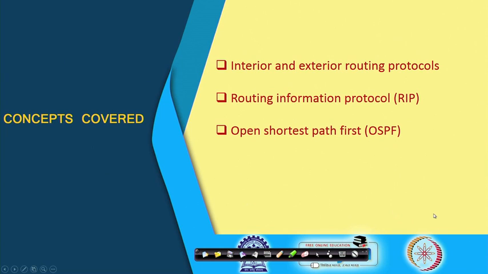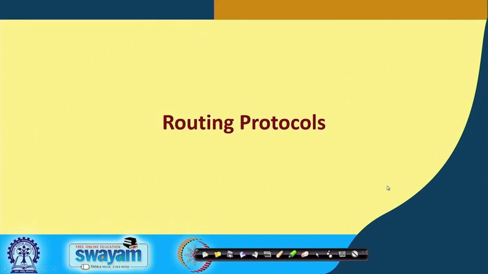In this lecture, we shall be first distinguishing between two different kinds of routing protocols called interior and exterior, and specifically we shall be briefly looking at two different practical routing protocols. One is called routing information protocol or RIP, other is open shortest path first or OSPF. Let us see.